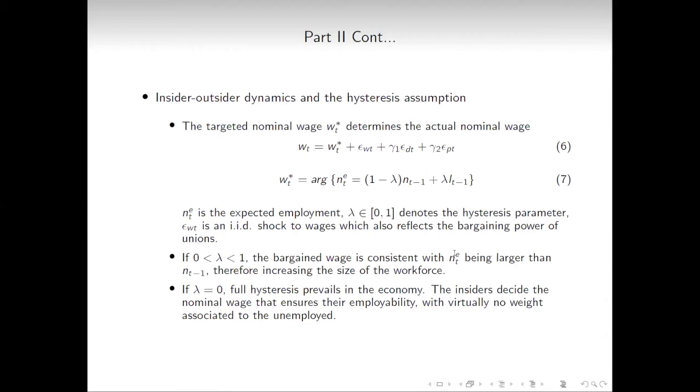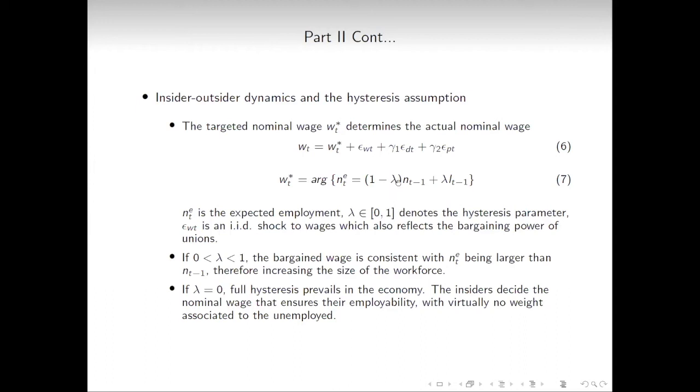Now, we bring in the insider and outsider dynamics, and we explain the hysteresis assumption, okay? So each year we have wages defined to meet a certain target, which is defined by WT star. But then again, the deviation from this target can be impacted by shocks of wages, demand, and prices, okay? Now, how is that target defined? The targeted wage basically depends on what will be the level of employment in the future, okay? And the expected employment itself depends on the level of the labor market, the labor participation, and then the employment in the previous periods.